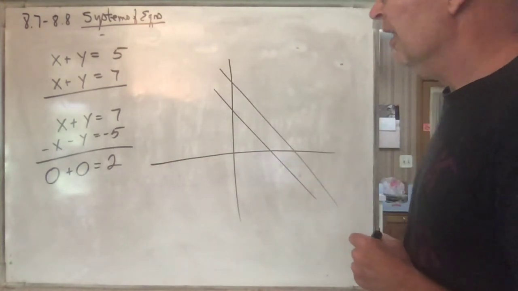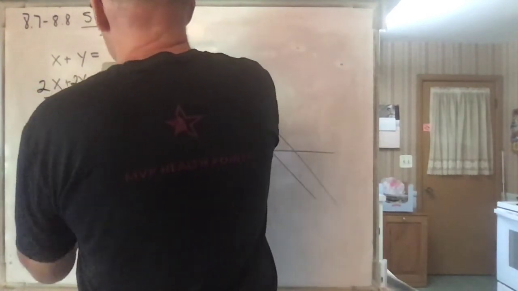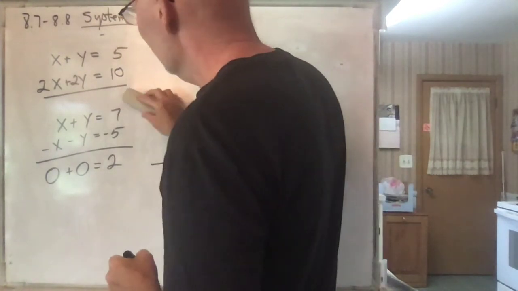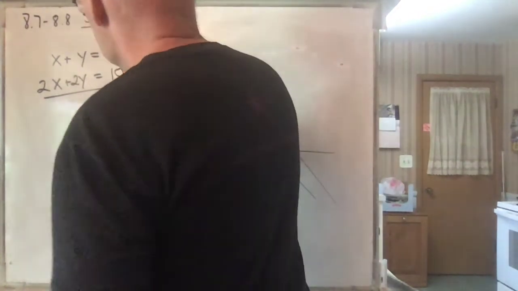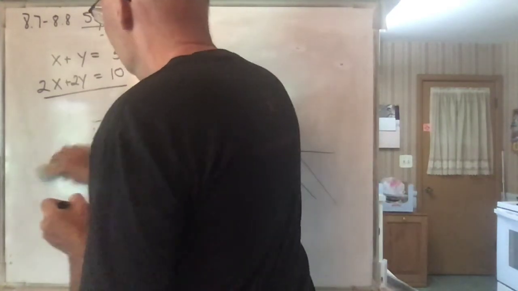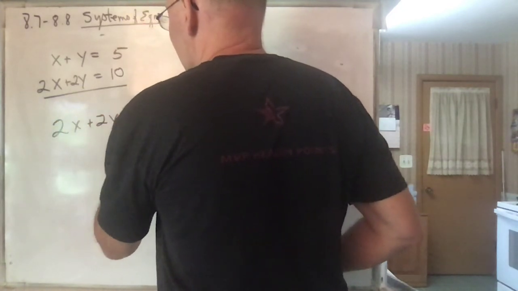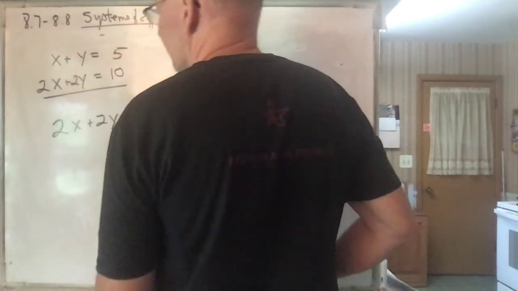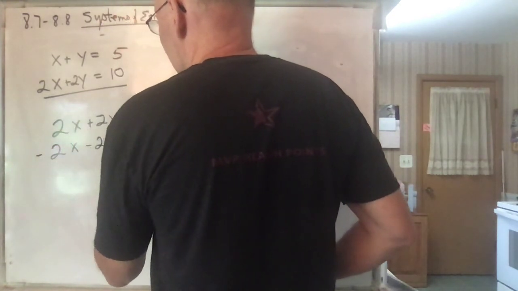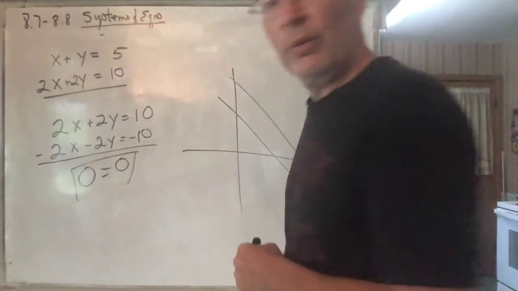You'll get no solution. The other kind of crazy thing is if you had 2x plus 2y is equal to 10, then by the time you finish it up, you're going to get what? You're going to get x plus y is equal to 5. Let's take this one right here, 2x plus 2y is equal to 10. Multiply this one by negative 2, and you're going to get negative 2x minus 2y is equal to negative 10. Add both equations together, you get 0 equals 0.